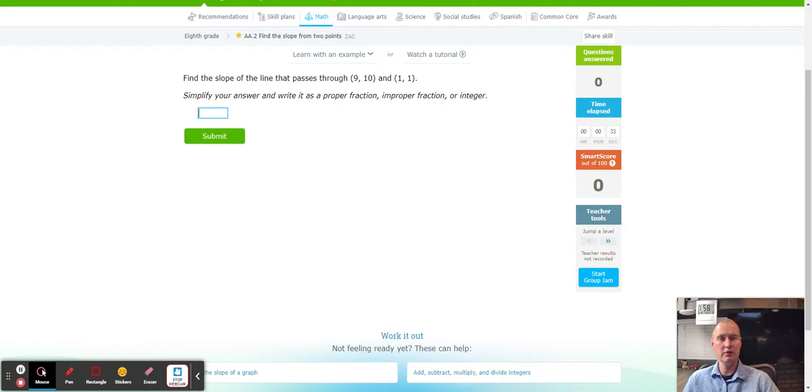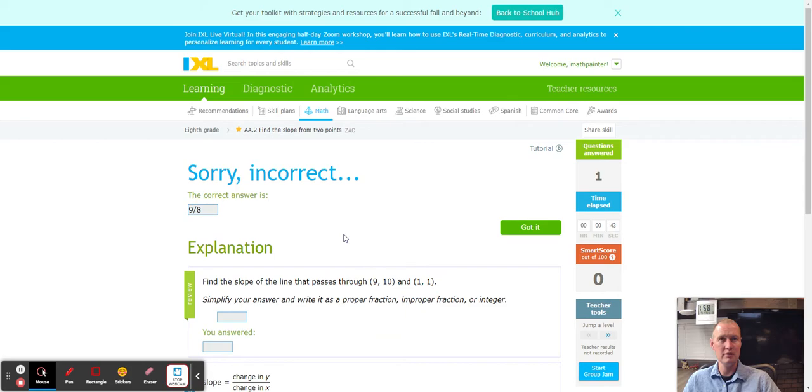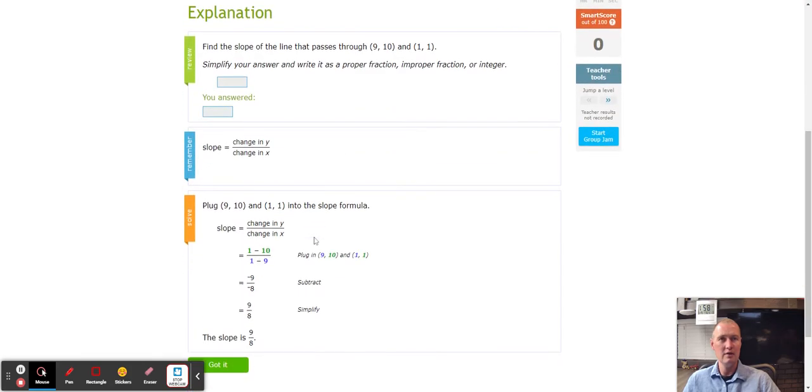All right, in order to find the slope from 2 points, you're going to need a formula and some basic math skills. First of all, I'm going to submit the question, purposely get it wrong, and figure out what my formula is. So the formula is something called change in y over change in x. What that means is you're going to subtract the y values over subtract the x values.